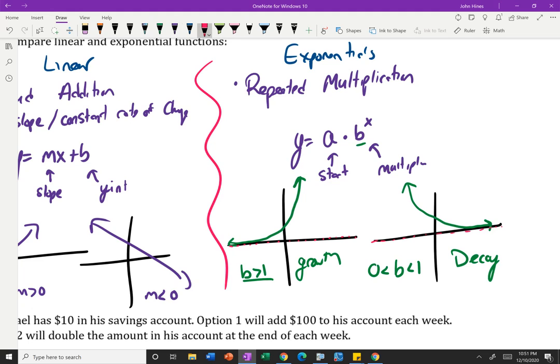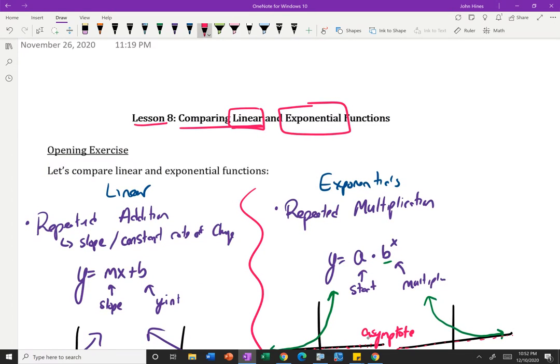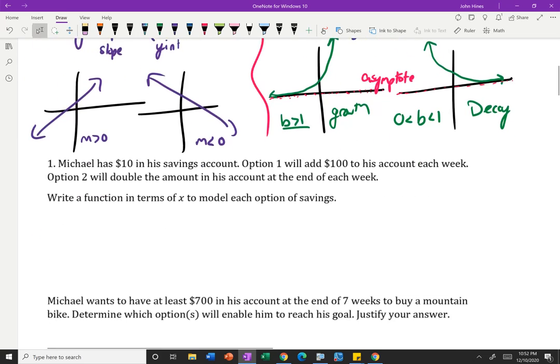And one nice little vocab word we learned this unit, that line that we get really close to, that horizontal line, is called an asymptote. I can get really close to it, but I can't touch the x-axis there, and all exponential functions behave like that. So this is a good little overview, a good way to study to get your brain in the mind of exponential and linear functions. Repeated addition or repeated multiplication. What do their equations look like? And graphically, what do they look like? So we'll do a couple problems working with linear and exponential functions, and we'll call it a day.